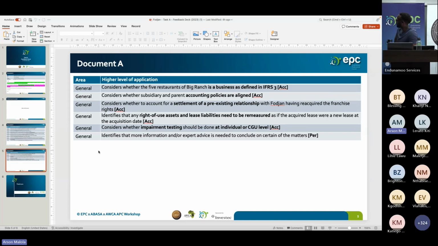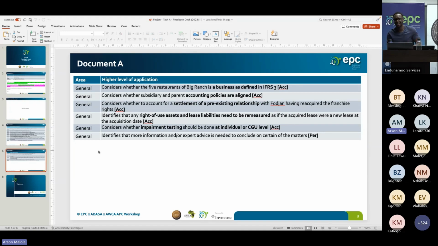So that was an HLA. Making sure accounting policies are aligned before consolidating was an HLA. Talking about the pre-existing relationship was an HLA. Interestingly enough, the right-of-use asset and lease liability discussion was an HLA, though I would have thought that's primary. Because it's a struggling restaurant, discussing impairments and subsequent measurement is an HLA, and then experts, for valuation or whatever the case may be, was also an HLA.